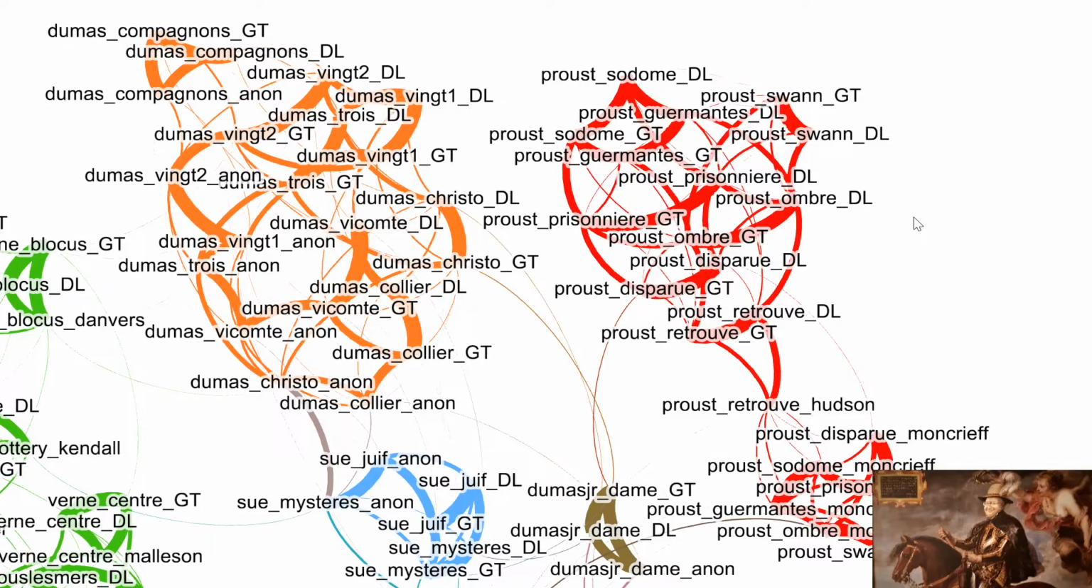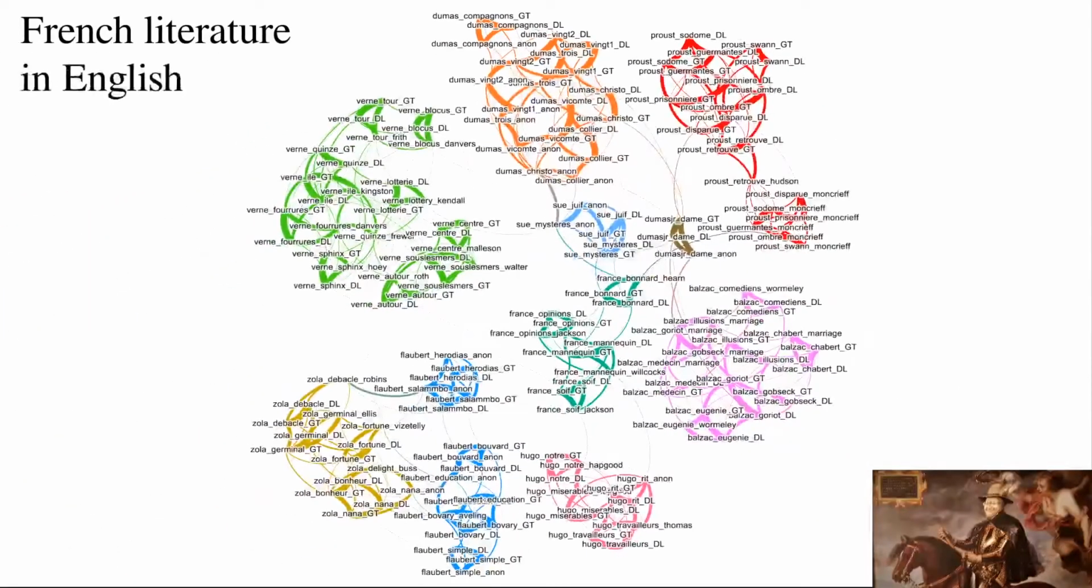But you can see that contrary to the other authors, Proust is that kind of author whose machine translation is still not entirely indistinguishable from human translation. I find it's a very interesting result, and at the same time, a slightly worrying one. So much for French literature in English.